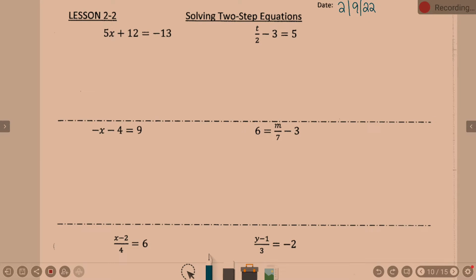Lesson 2.2 is solving two-step equations. So we're going from one step to two-step. Same idea, same steps we'll be using. We're just putting two steps together instead of one. I would like to think you guys are familiar with what we're doing again today. We'll see. I need participation, right?